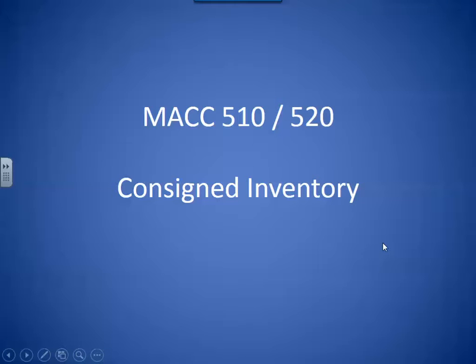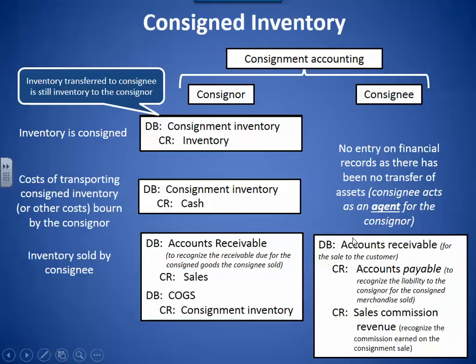This is a very brief review of consigned inventory. Consigned inventory is inventory that is shipped or provided to what we call a consignee. The consignor still retains title to the consigned inventory, and the consignee in effect acts as an agent in selling that inventory for the consignor.